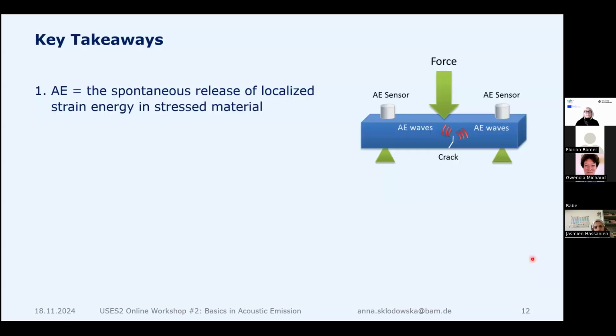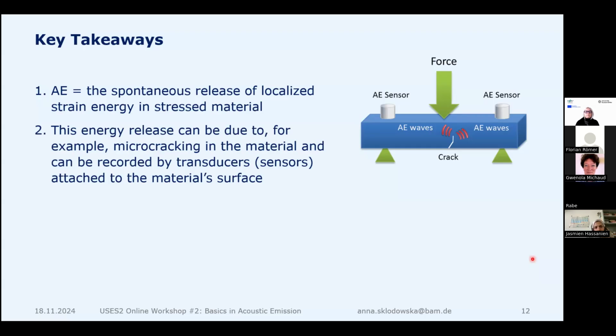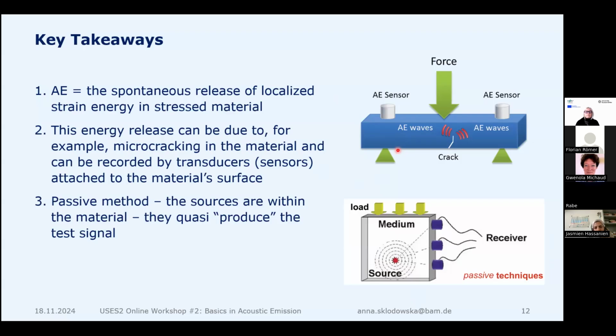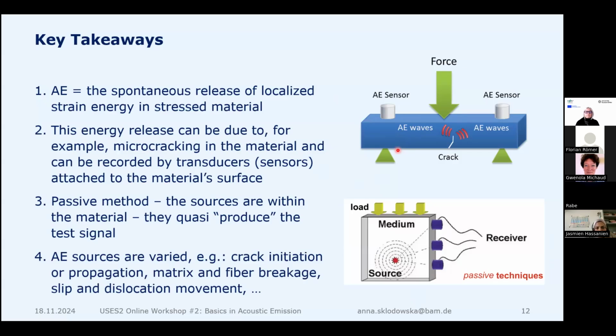So to sum up the first part, the key takeaways are that acoustic emission is the spontaneous release of localized strained energy in stressed materials. This energy release can be due to multiple factors, for example, microcracking in the material, and it's recorded by sensors attached to the material surface. It's a passive method, so the sources are within the material, and they produce a quasi test signal for testing. And acoustic emission sources vary. It can be due to multiple reasons like crack initiation or propagation, matrix and fiber breakage, slip and dislocation movement, and many more.